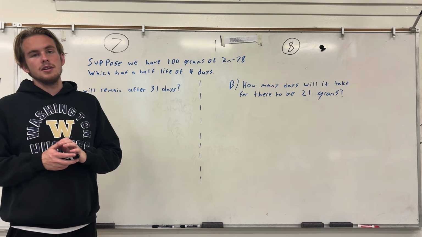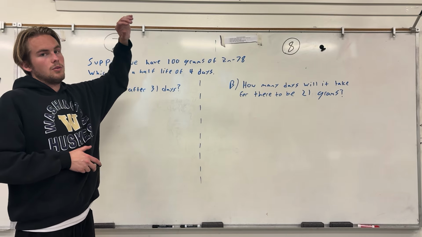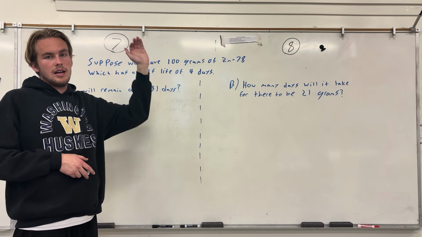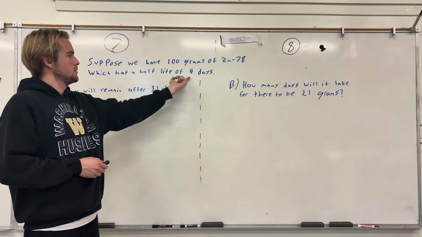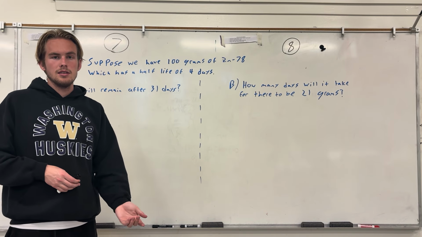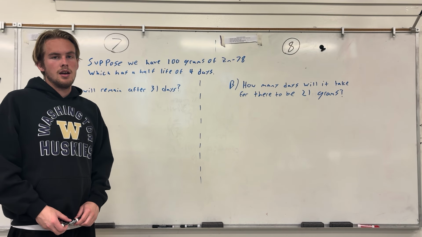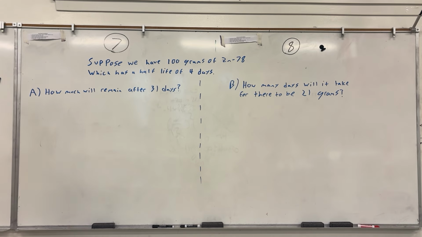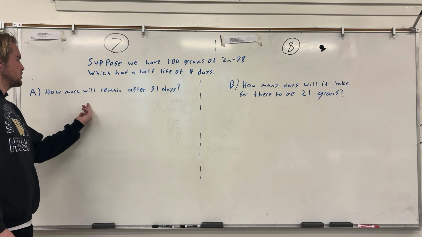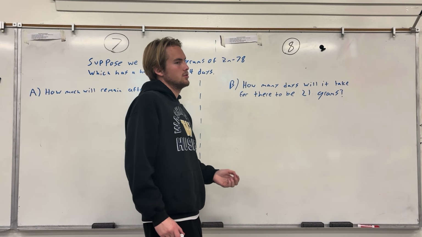So what half-life means is we're starting at 100, and then we're going to lose half of that 100 after 4 days. And then after another 4 days, it's going to split in half again. After another 4 days, it's going to split in half again. It's going to keep on splitting in half. So we get questions like this. How much will remain after 31 days? How many days will it take for there to be 21 grams?